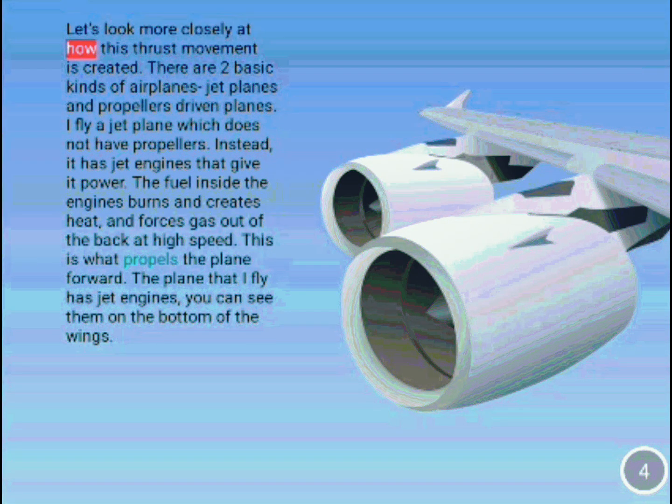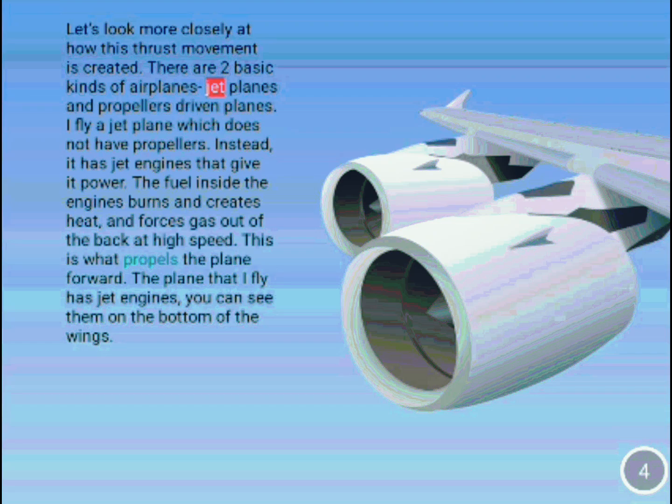Let's look more closely at how this thrust movement is created. There are 2 basic kinds of airplanes: jet planes and propeller-driven planes. I fly a jet plane, which does not have propellers. Instead, it has jet engines that give it power. The fuel inside the engines burns and creates heat, and forces gas out of the back at high speed. This is what propels the plane forward.